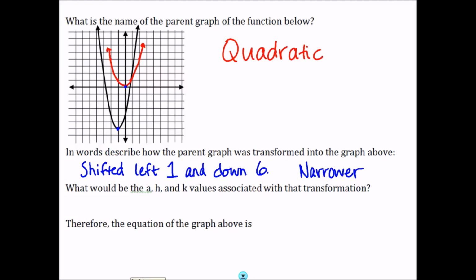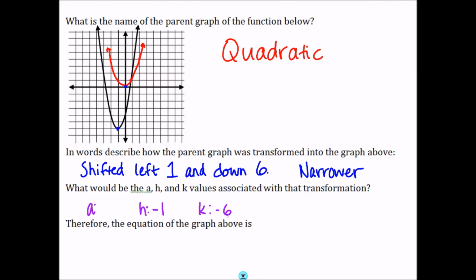The next question says find a, h, and k. h and k are easy, and then we'll come back to a. So since the graph was shifted 1 to the left, that makes h -1. k will be -6 because the graph was shifted down 6.